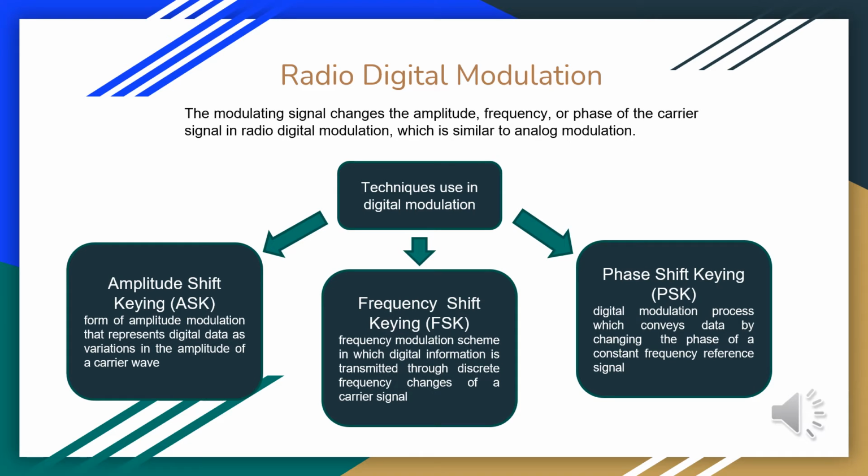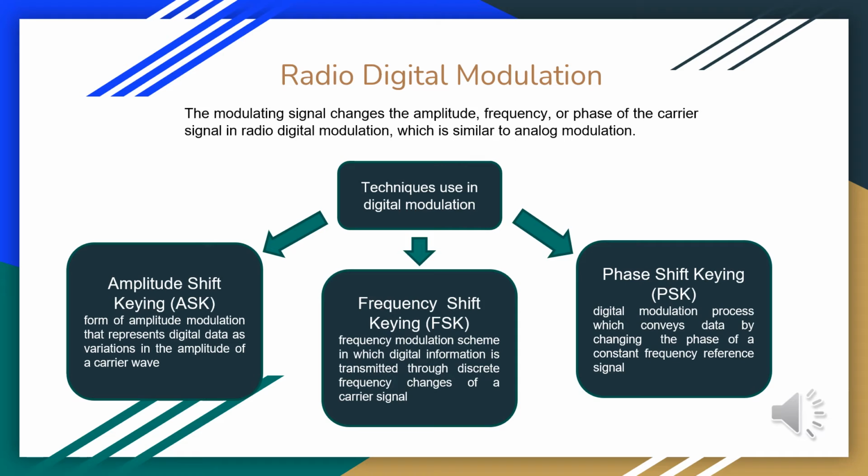Next, we are going to look at radio digital modulation. In this case, the modulating signal changes the amplitude, frequency, or phase of the carrier signal in radio digital modulation, which is similar to analog modulation. There are three techniques used in digital modulation. First is amplitude shift keying, ASK. It is a form of amplitude modulation that represents digital data as variations in the amplitude of a carrier wave.